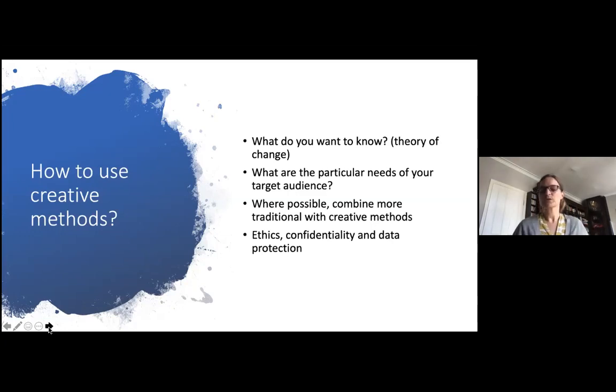Once you've figured out what it is that you want to know, you then think about what makes you want to use creative methods, especially if it's to address particular barriers for your participants. It's then thinking about the particular needs of your participants, the context that you're working in with them, and identifying appropriate tools.